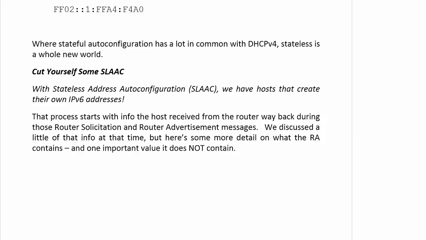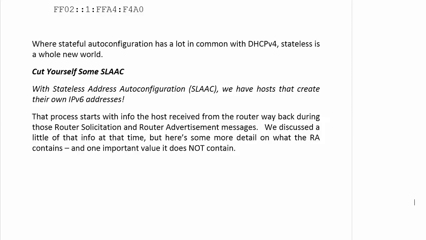What we have here really are hosts that create their own IP version 6 addresses. They still have to communicate with a server for one very important value, but they can actually create their own version 6 address. Let's see how they do that. The process starts with information that the host received from the router way back during those router solicitation and router advertisement messages. Remember I said, right now at the very beginning, the host just wants the link local address of any routers on the link, but it's going to get more information than that.